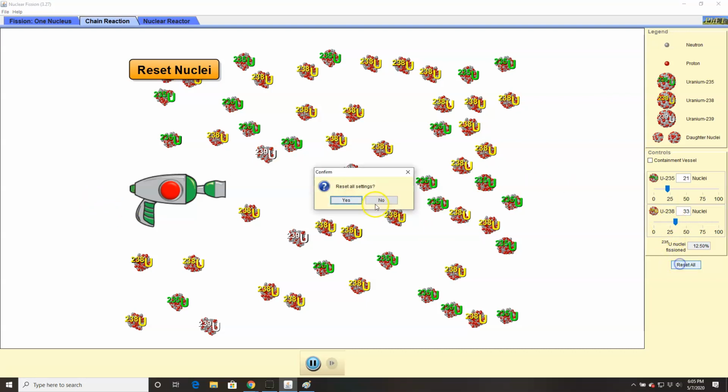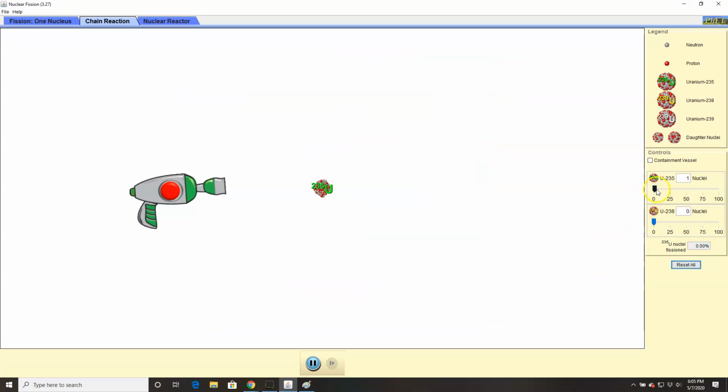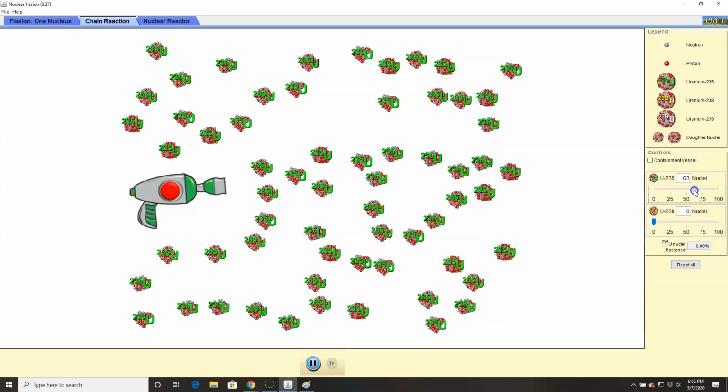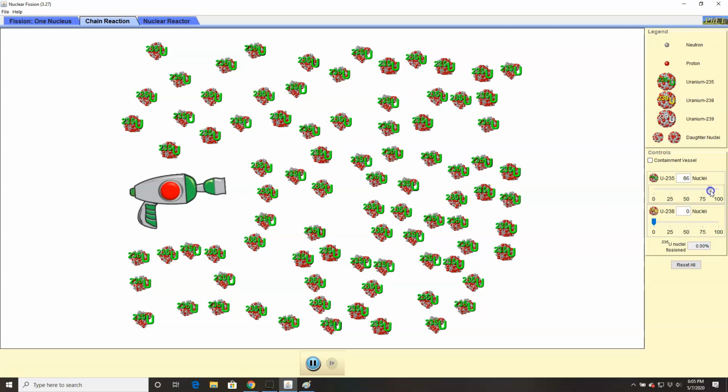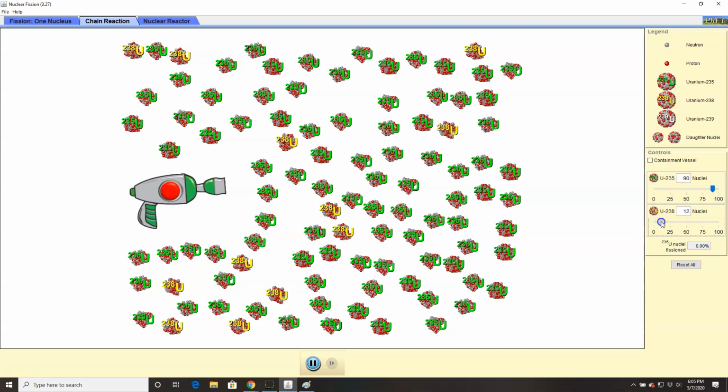Now, let's say I want to go ahead and obliterate my enemies. So I go ahead and get some highly enriched uranium, which is a significant amount of uranium-235. There will still be some 238 left around.